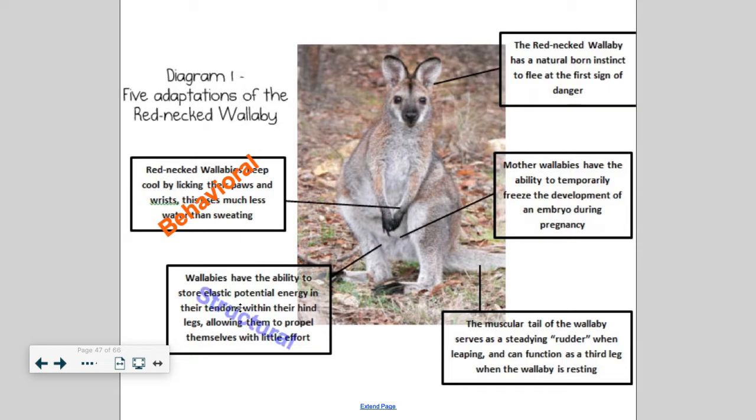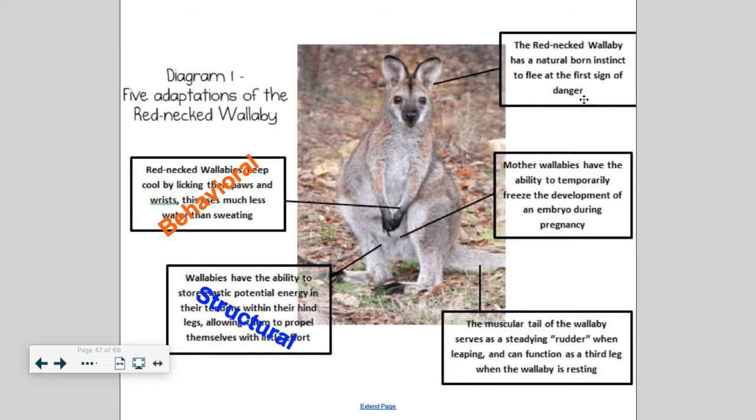All right. Up here. Red-necked wallaby. Oh, that's a type of wallabies. Maybe not. I don't know. Has a natural born instinct to flee at the first sign of danger. Structural, functional, or behavioral? Behavioral. Man, any sign of danger, like, I'm out. Getting out of here.